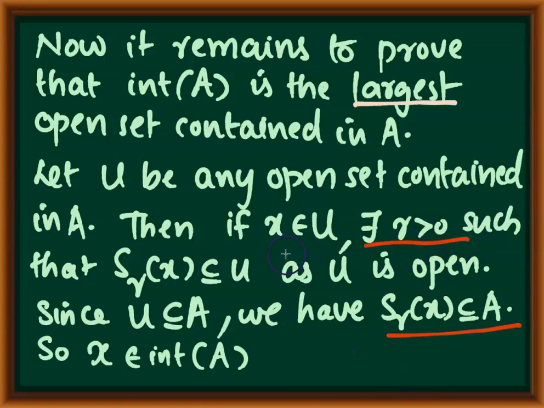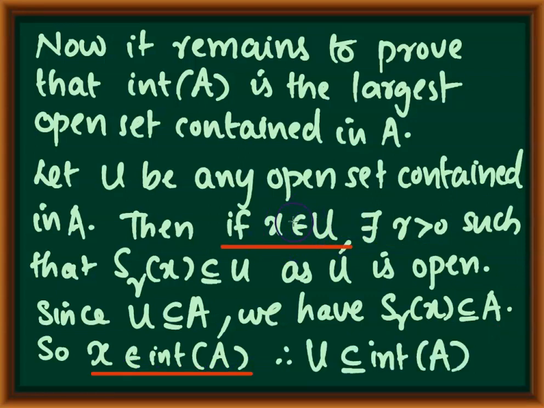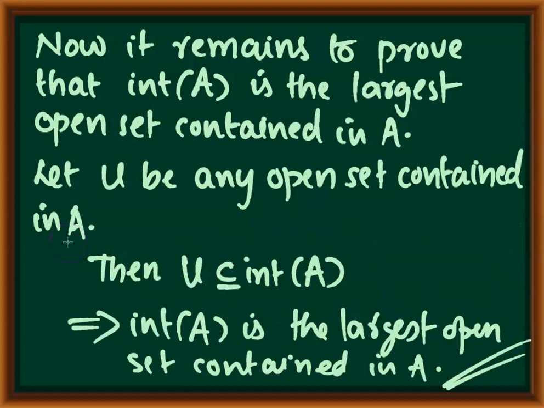Thus we have proved that for any X element of U, there exists R greater than 0 such that SR of X is contained in A. So we can say that X is an interior point of this set A. That is, X belongs to the interior of A. Thus we have proved that every point of U belongs to interior of A. So we can say that U is contained in interior of A. So we have proved that interior of A is the superset of any open set contained in A. In other words, we can say that interior of A is the largest among open sets contained in A. Or interior of A is the largest open set contained in A.